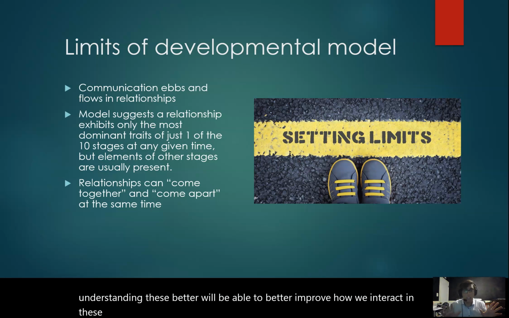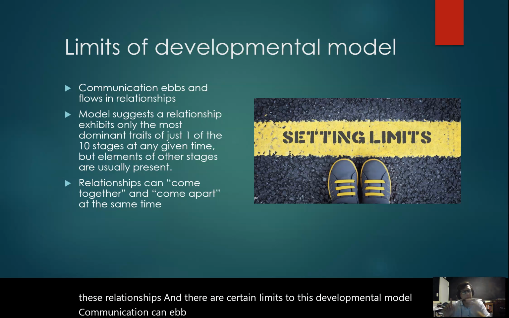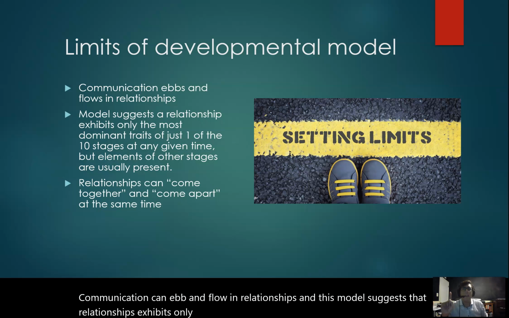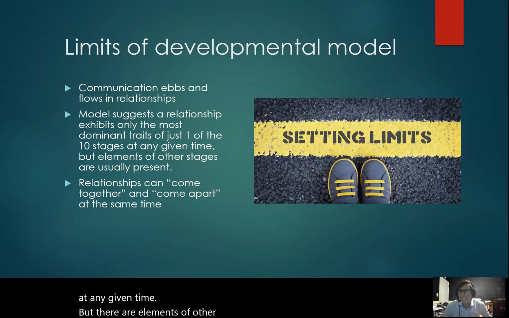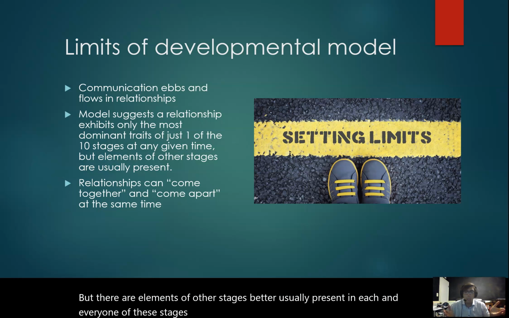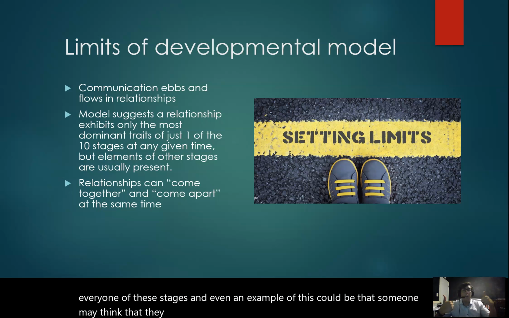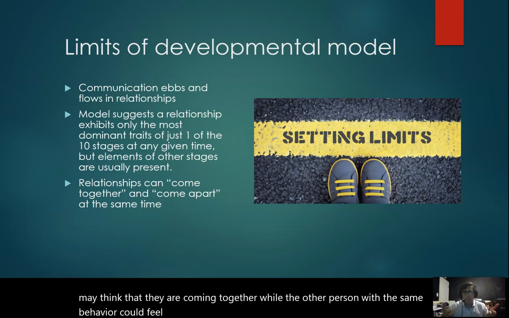There are certain limits to this developmental model. Communication can ebb and flow in relationships, and this model suggests that relationships exhibit only the most dominant trait of just one of the 10 stages at any given time, but there are elements of other stages that are usually present in each and every one of these stages. An example is that someone may think they are coming together while the other person, with the same behavior, could feel like they are coming apart.